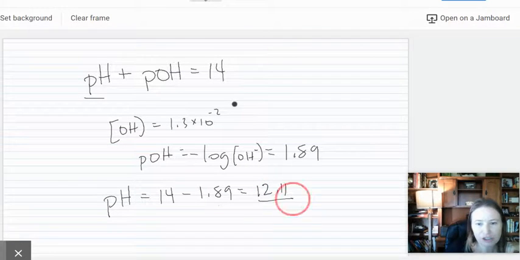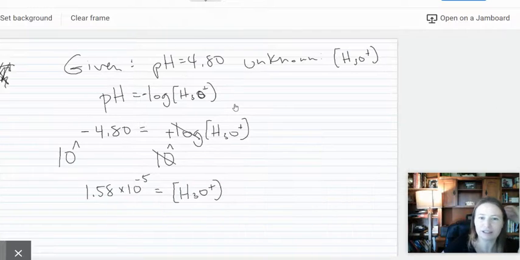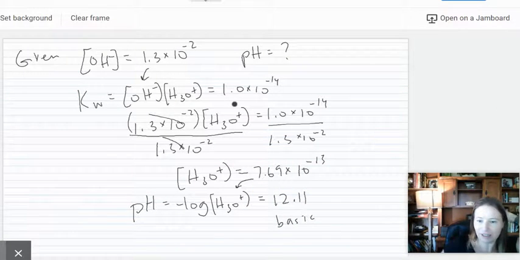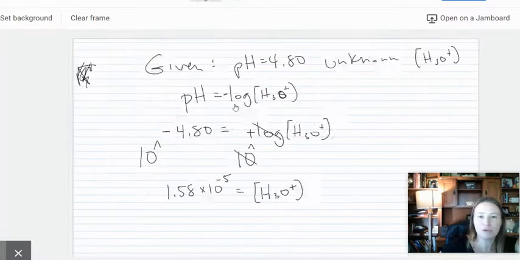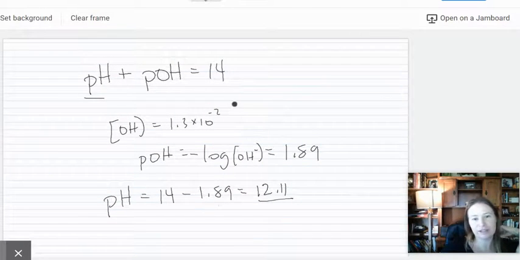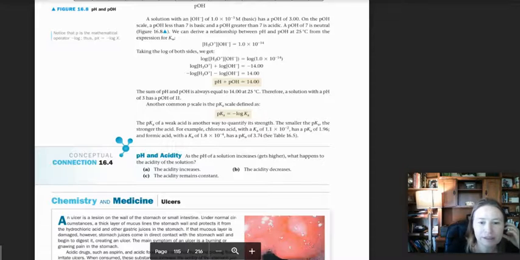That's my pH. If I go back, when we did it the long way, I got 12.11. So either way will work. I prefer to find the pOH and use this instead of plugging it into the KW value. Either way, you get the right answer. So it's up to you guys.